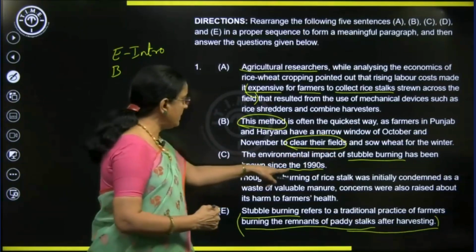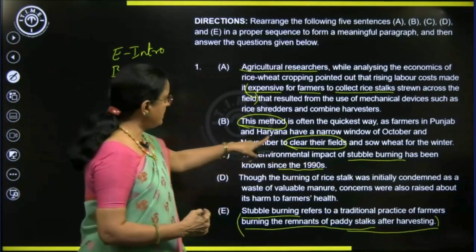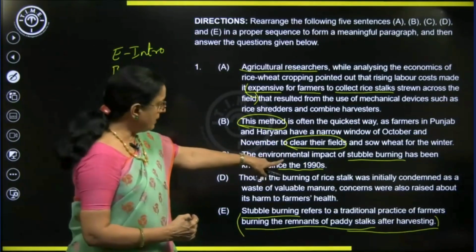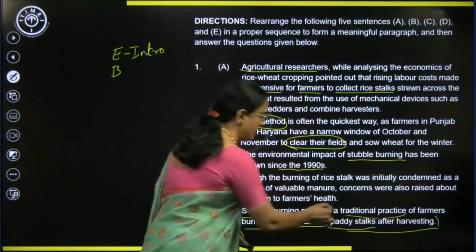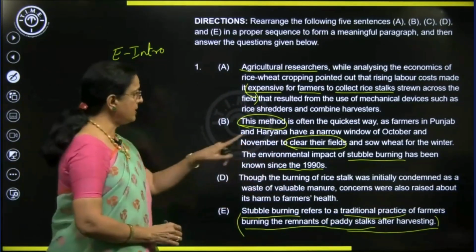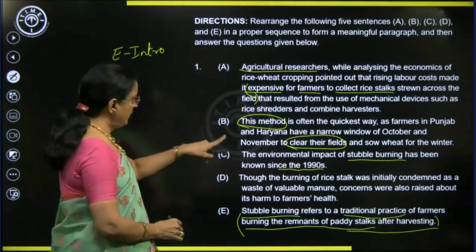Has been known since the 1990s. So, right. It's not a new practice. It's an old practice. Here it is. What's the connection? Traditional practice. All right. It has been going on since 1990. All right. So, what's the connection?